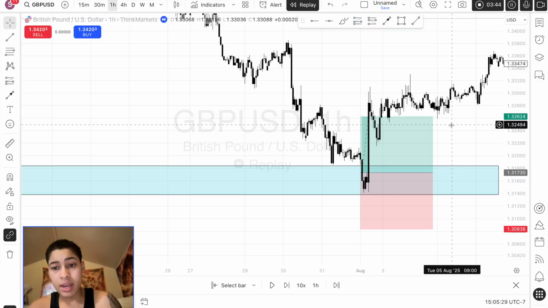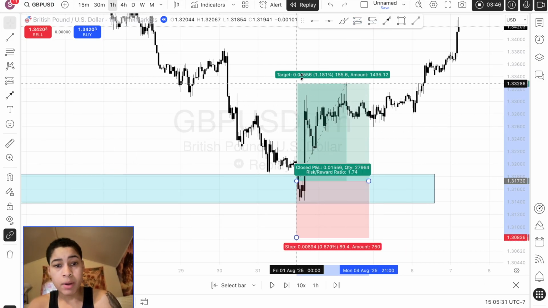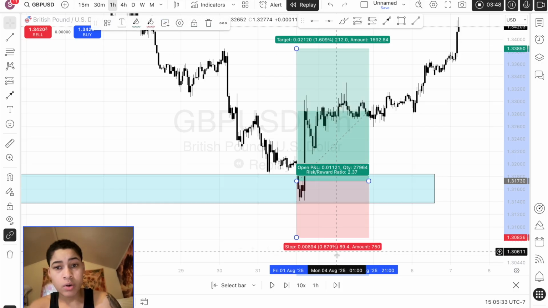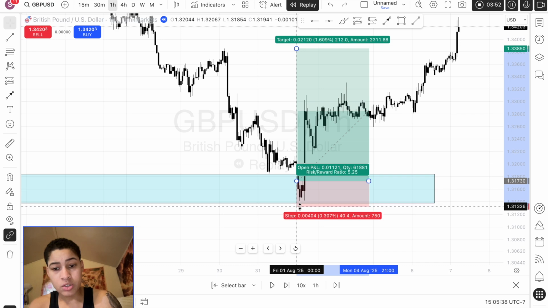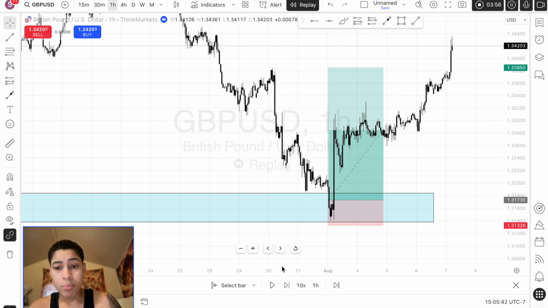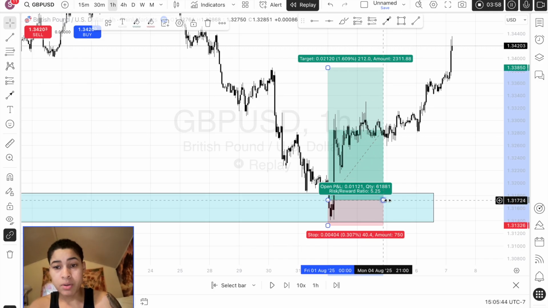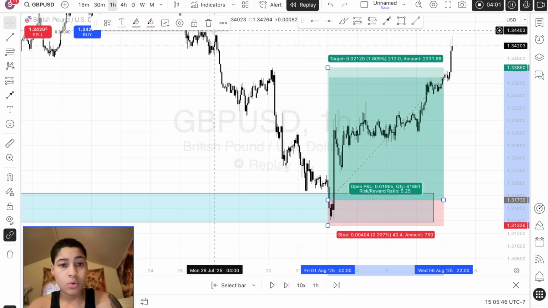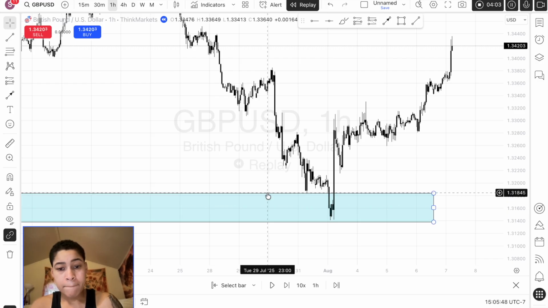I would have had a buy limit. I would have set my target to that next level, 212 pips. I would have made this smaller. Always make your stop loss right under your zone. That's why your entries are so important. And you see what just happened. It took off. Cool. All right.